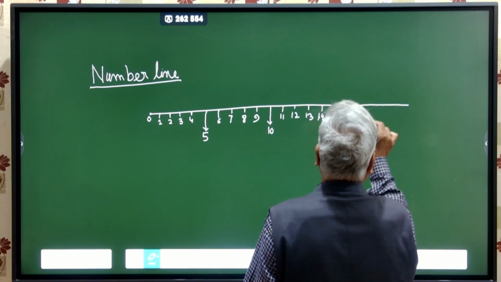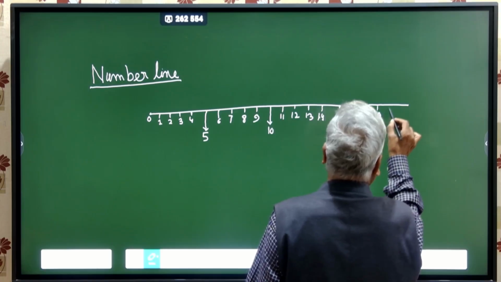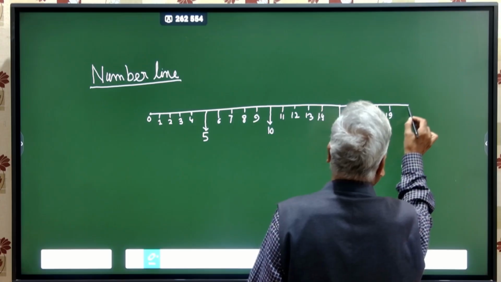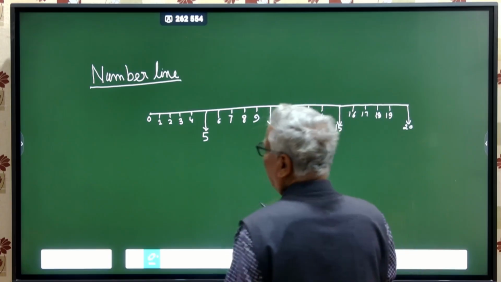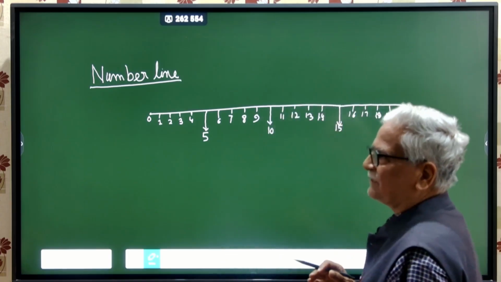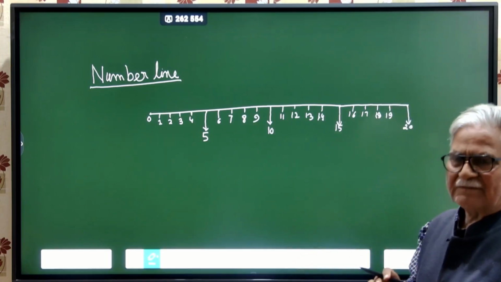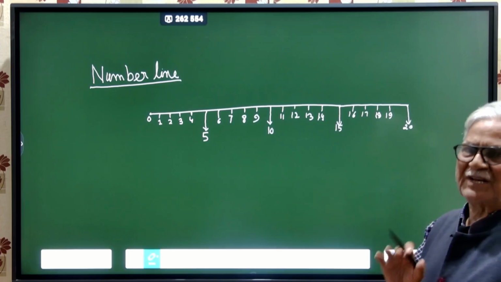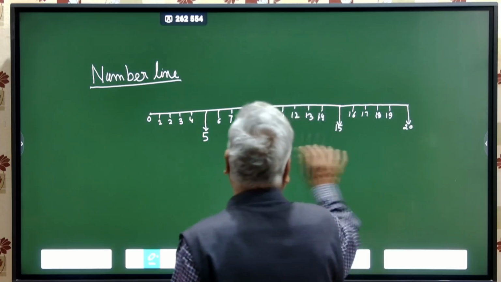16, 17, 18, 19 and 20, because part 1 of the math, the numbers or the problems example is based on from 0 to 20. So this is very, very important.